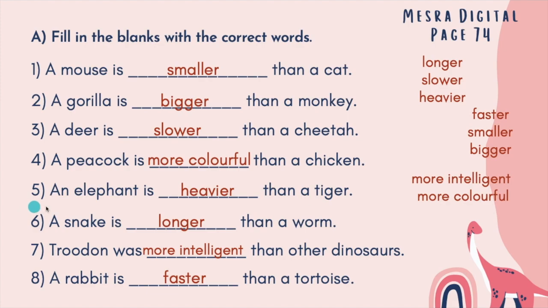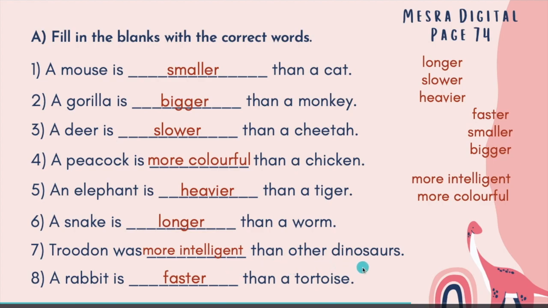Number 5. An elephant is heavier than a tiger. Number 6. A snake is longer than a worm. Number 7. Troodon was more intelligent than other dinosaurs. Next, number 8. A rabbit is faster than a tortoise. Got it?